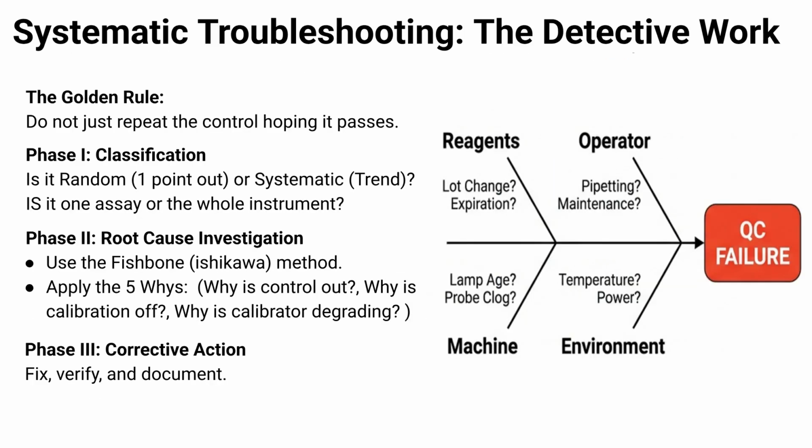The golden rule is not to just repeat the control hoping it passes. First, classify the error as random or systematic. Then, investigate the root cause using methods like the fishbone diagram or the 5 whys technique. Finally, fix, verify, and document the corrective action.